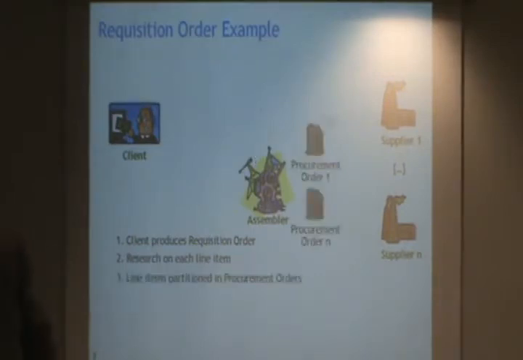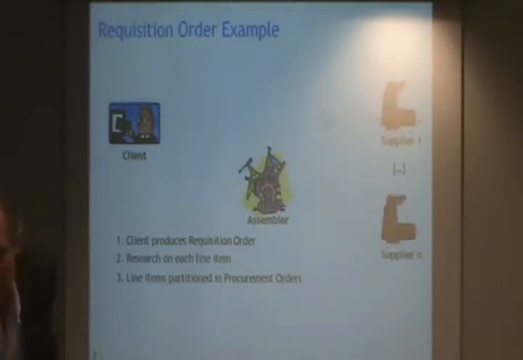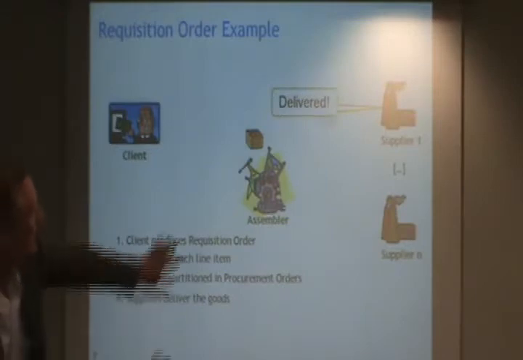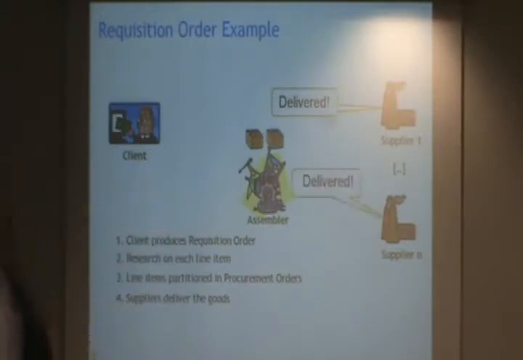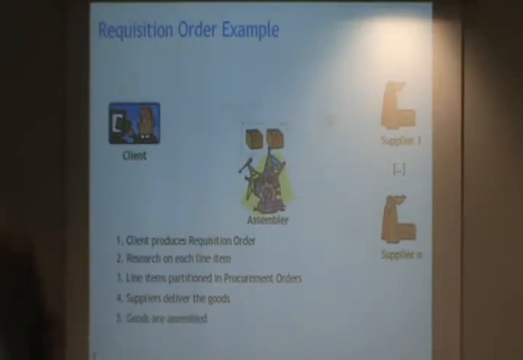Then he'll make some procurement orders, and he'll send the procurement orders out to the suppliers, and then the suppliers will deliver slowly, and maybe there's some assembly step. I won't focus on that. And then finally the thing is shipped back to the client. So that's kind of a nice little business process.